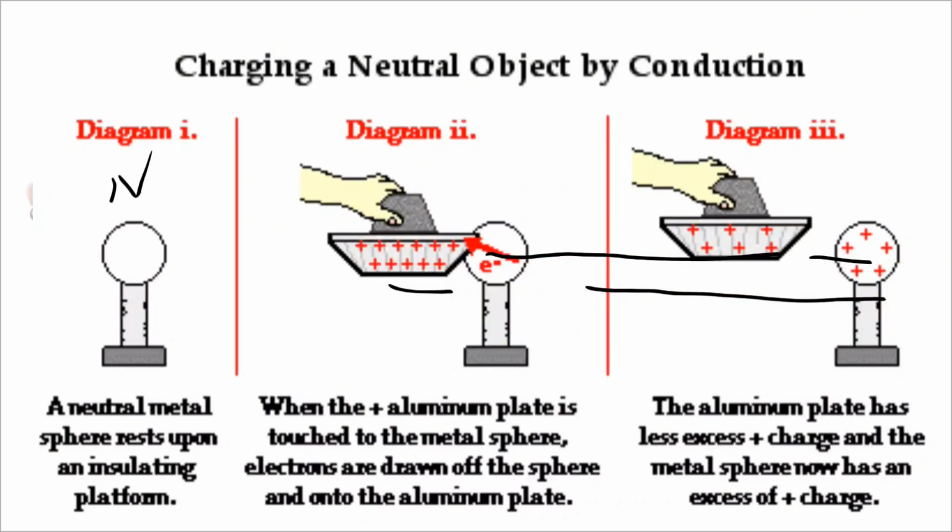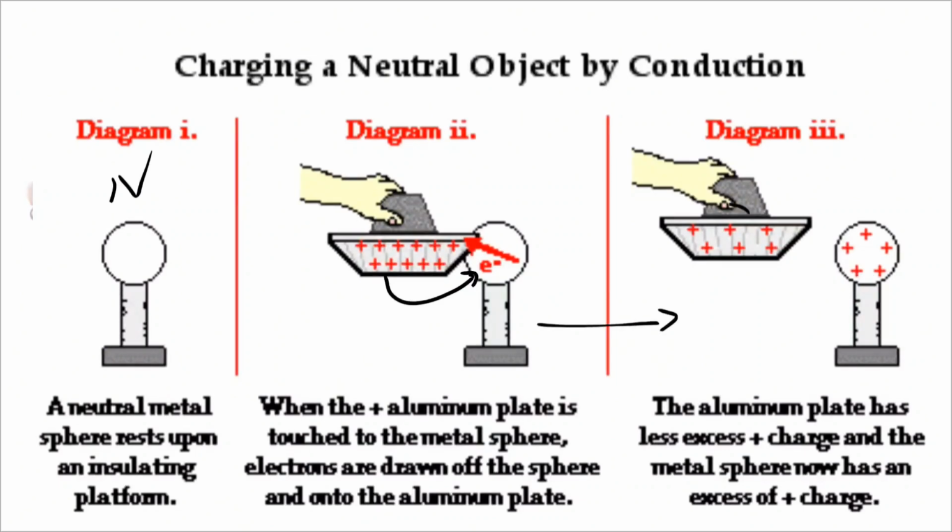Now, when the positive aluminum plate is touched to the metal sphere, electrons are drawn from the sphere and onto the aluminum plate. So as you observe, the charge of this aluminum plate is transferred to our neutral object. And if you proceed to diagram 3, the charge of this object is the same as the charging object. Now we can consider that this object is charged.